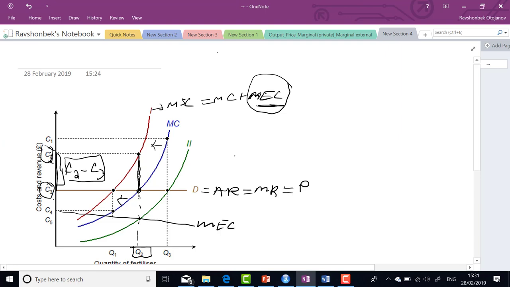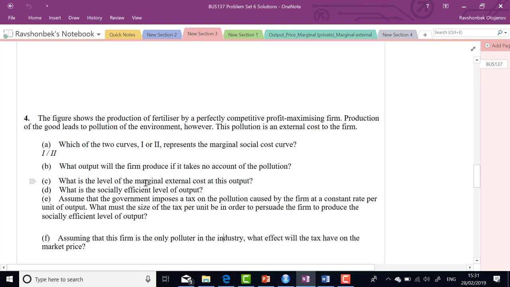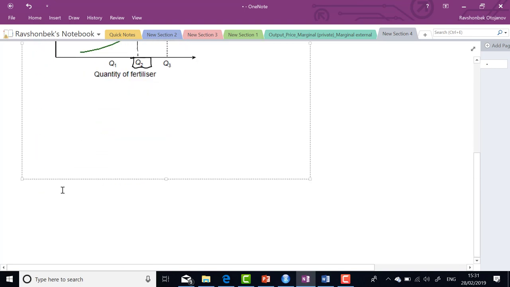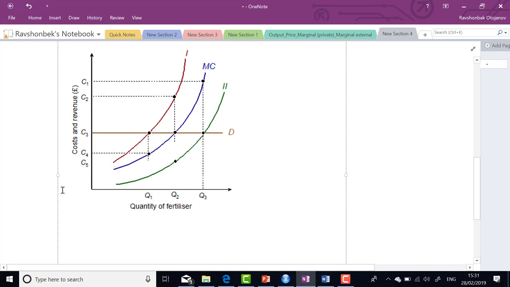Make sense now, everyone? Yes or no? That's good. You see, this is the external cost. What is the socially efficient level of output? Take a look at that. What is the socially efficient level of output? So which one is it? Q1. Is it Q1? Everyone happy with that answer? That's because the new MSC crosses the demand line at Q1.